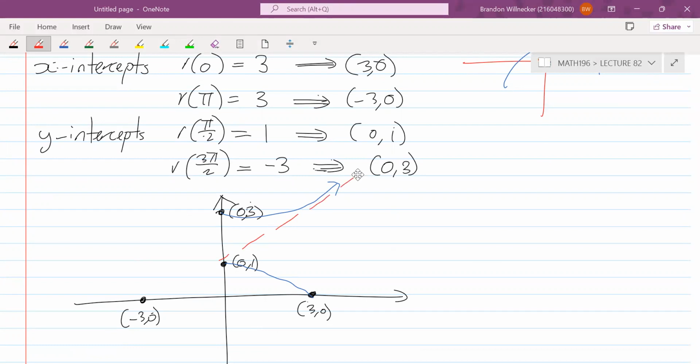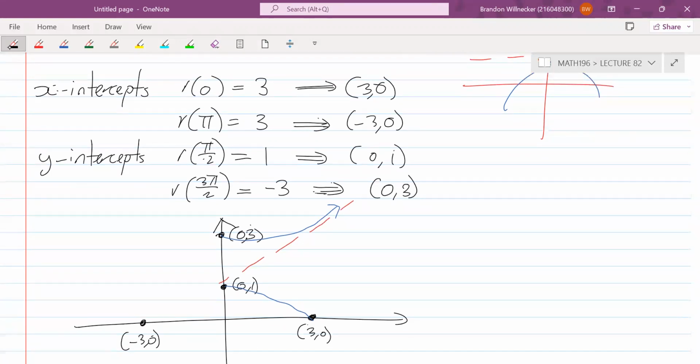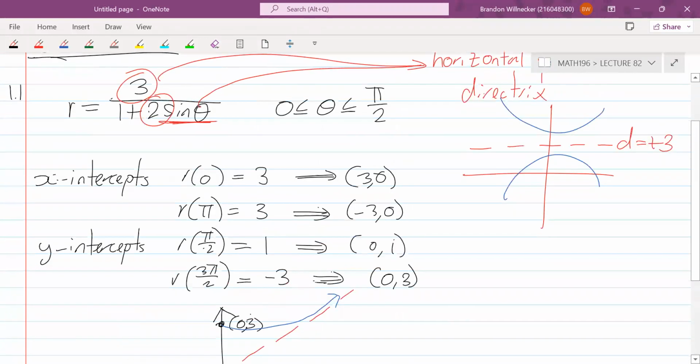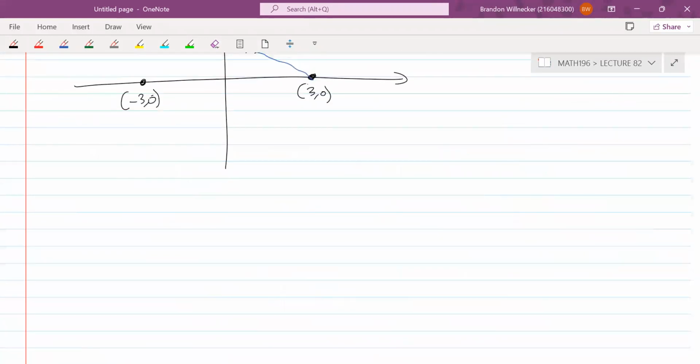Let's look at 1.2. So we have the same function, r equals 3 over 1 plus 2 sine theta, but we want to know what is the Cartesian form of this. So from polar form to Cartesian form. Let's have a look at that.